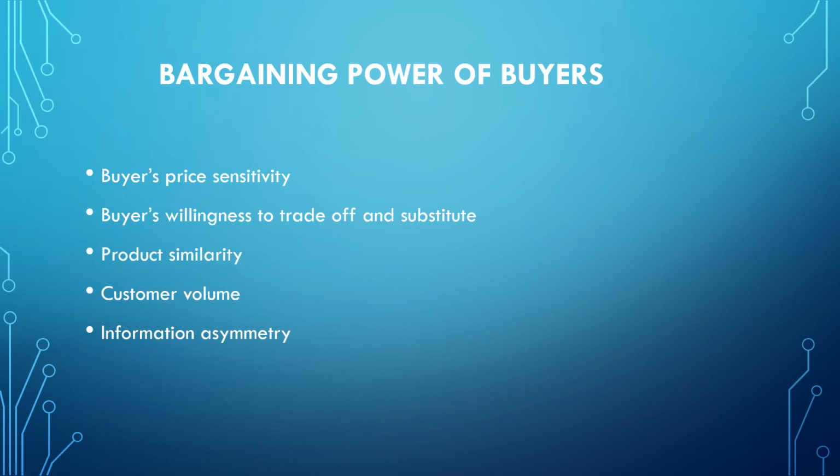Well, the buyer's price sensitivity, the buyer's willingness to trade off and substitute, the product similarity. That is, if buyers see the products as all similar, then you as a supplier probably can't get a premium price for your particular product. The next, of course, is customer volume. The more customers there are, the less power they have, obviously. And so, if there is more demand than there is supply, then the buyers don't have as much power.